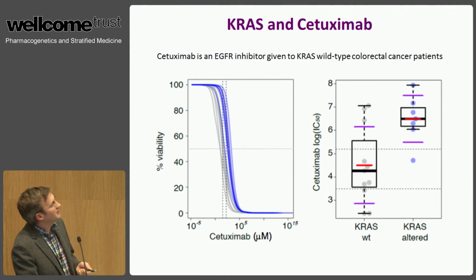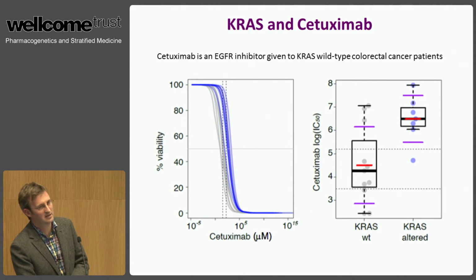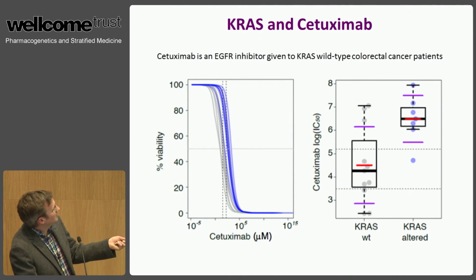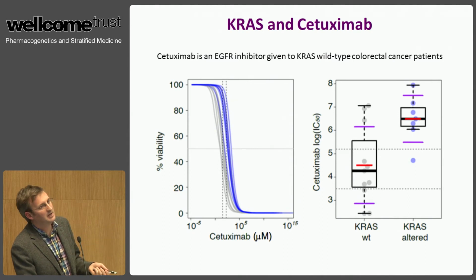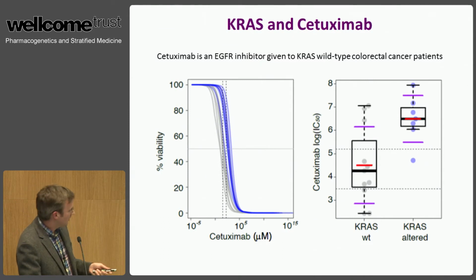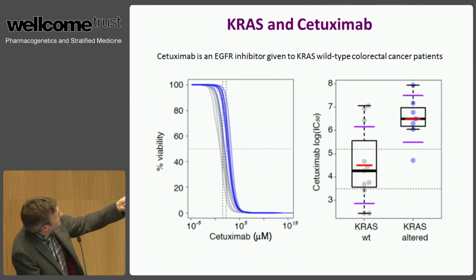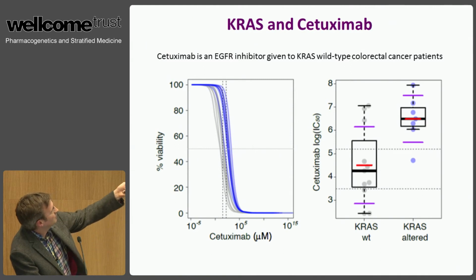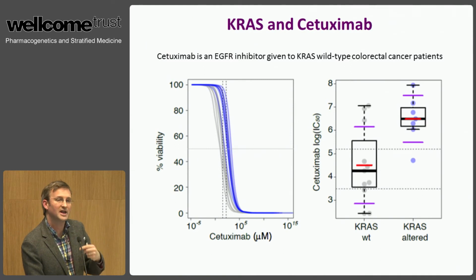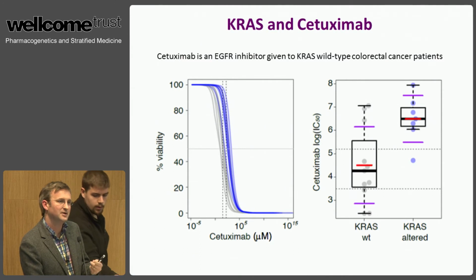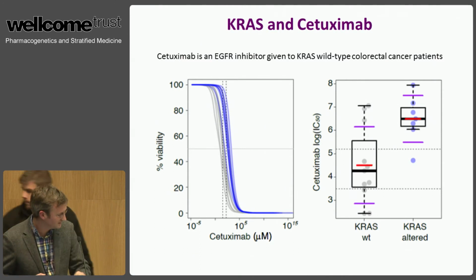This is an EGFR inhibitor that's given to patients who do not have a mutation in KRAS. What you can clearly see here, hopefully, is that the sensitivity in the setting of wild-type KRAS is greater than in the setting of those that have a KRAS alteration. What's interesting as well is that there are 3 circles at the top in the KRAS wild-type. So these ones are insensitive to cetuximab, even though they're KRAS wild-type.